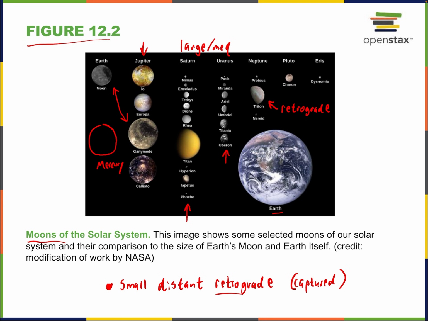There is also Pluto. Pluto is a dwarf planet. Pluto has a moon that is fairly large compared to its own size, which we will show coming up. And here's another dwarf planet out in the solar system, Eris. Okay, but anyway, moving on.